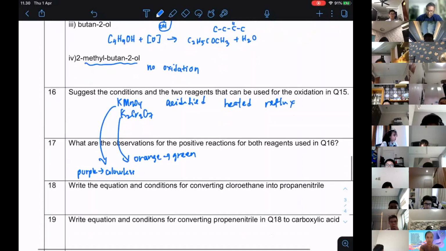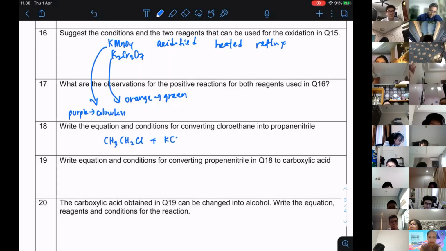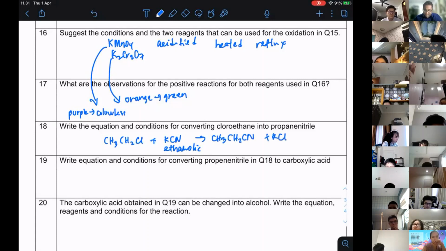Write the equation and conditions for converting chloroethane to propane nitrile. This one is from your previous chapter. Chloroethane CH3CH2Cl reacts with ethanolic KCN, and I am going to get CH3CH2CN and KCl. These are the conditions, and do not forget it must be heated under reflux.